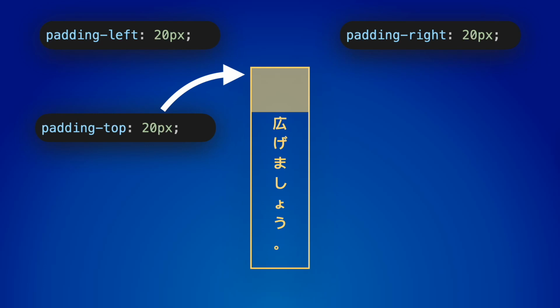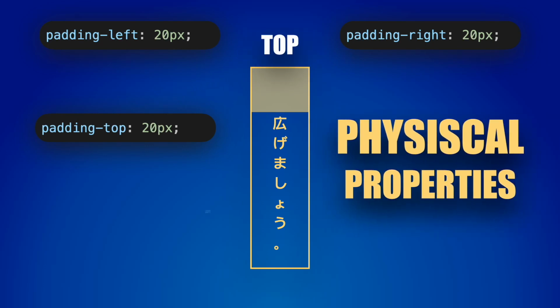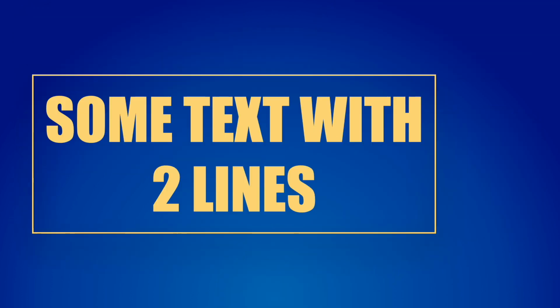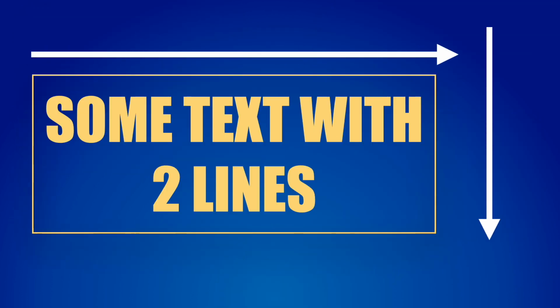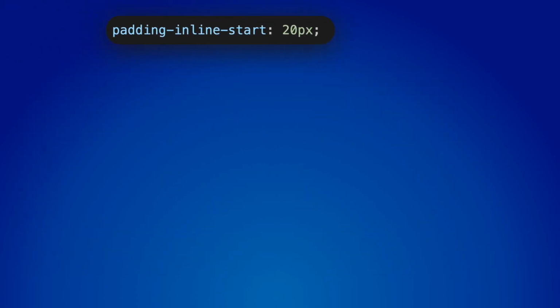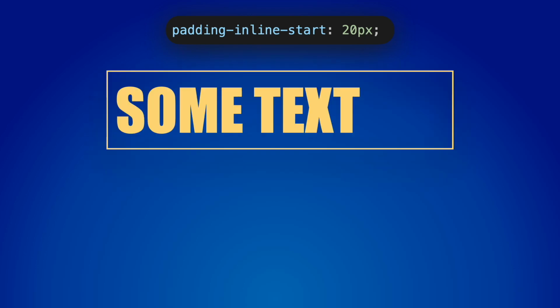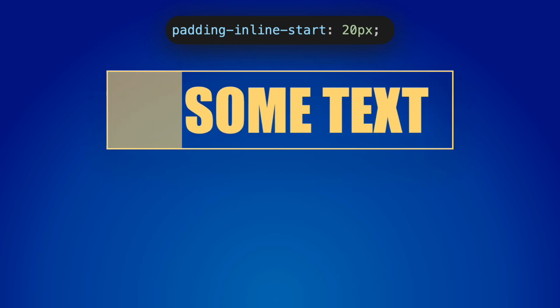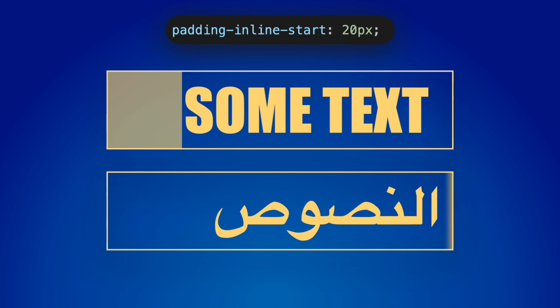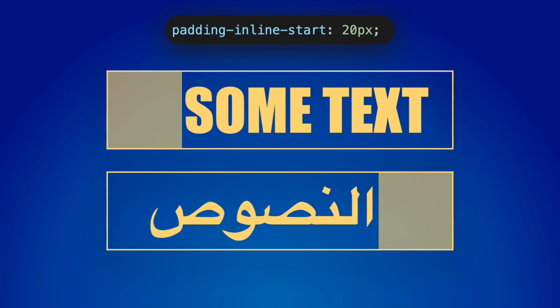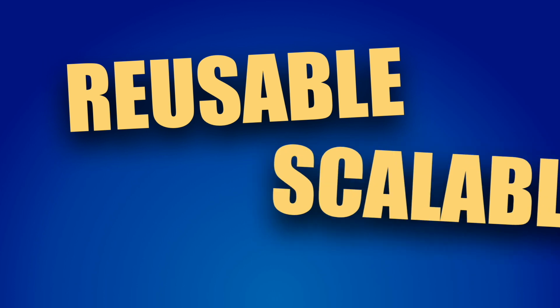Existing styles like padding left and margin top are based on the physical properties of the component. Top, left, right, and bottom. Logical properties instead allow us to add styles based on how the content within flows. In our paragraph tag, all we need to do is use padding inline-start. This adds padding at the start of the content. For left to right languages like English, this would be on the left. And for right to left languages like Arabic, this would be on the right. This makes our components and styles reusable and scalable.